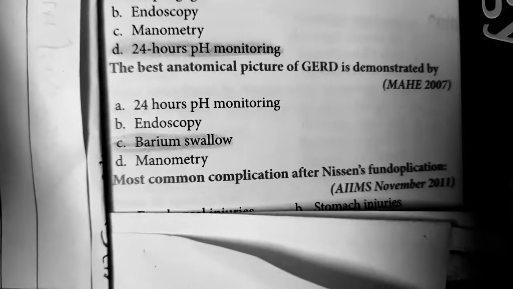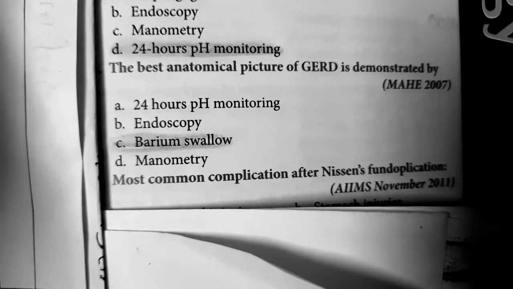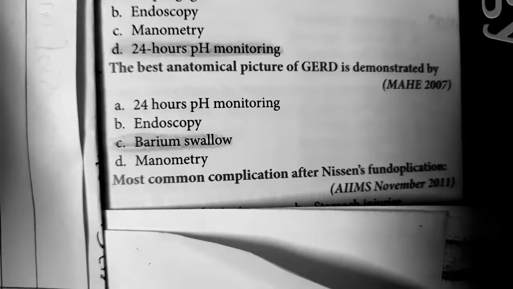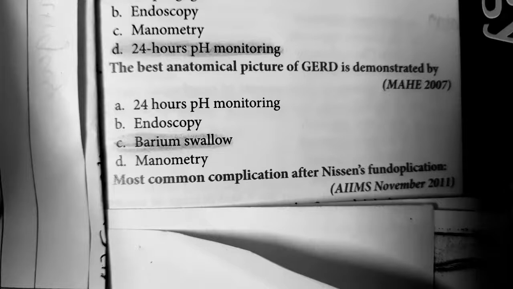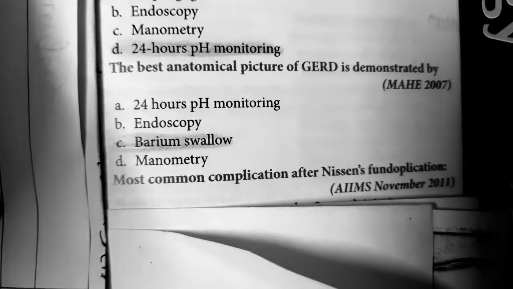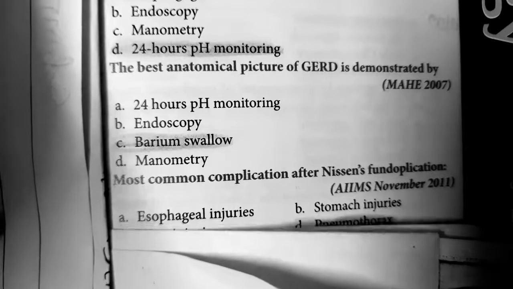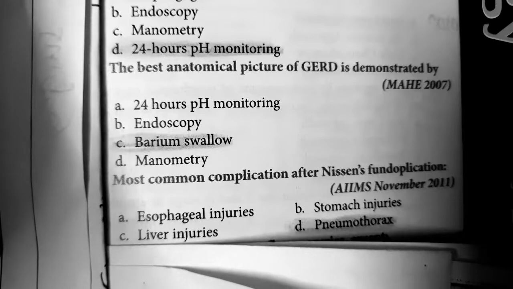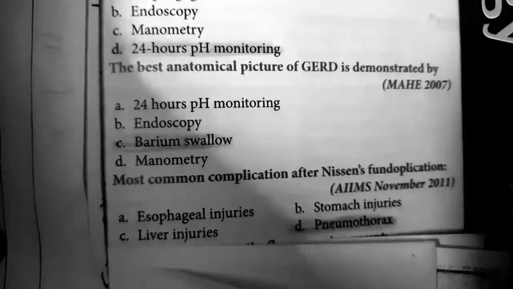Next, the 8th question. The most common complication after Nissen's fundoplication is, see, after Nissen's fundoplication, carbon dioxide gas can enter the mediastinal space and create pneumothorax as the most common complication of Nissen's fundoplication.